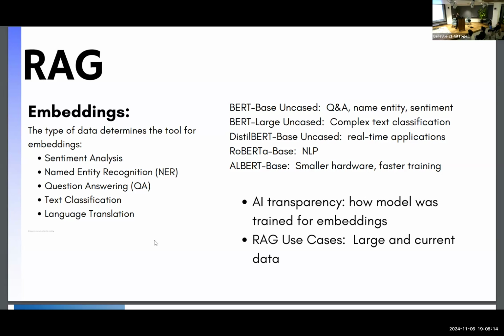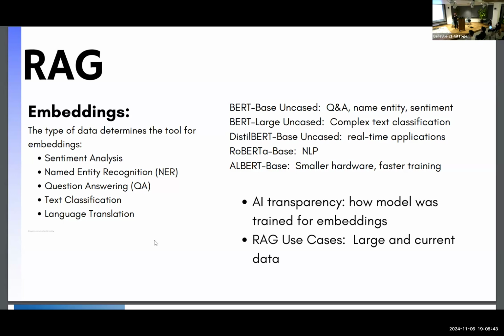So if you look at the different type of tools out there to do the embeddings, we've got BERT base cased, which is really good for Q&A, named entity, sentiment. Then you have BERT large cased, which is really good for complex text classification. DistilBERT for real-time applications, such as security, RoBERTa and ALBERT for smaller hardware and faster training.